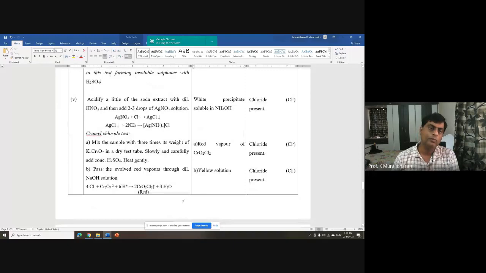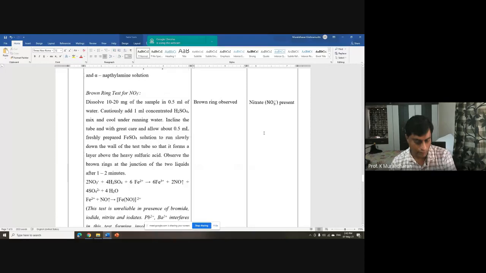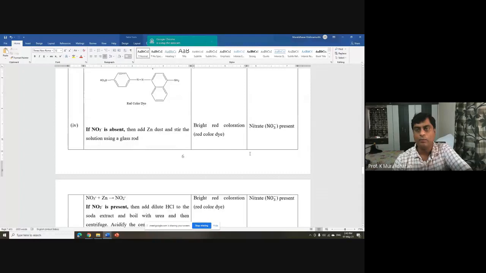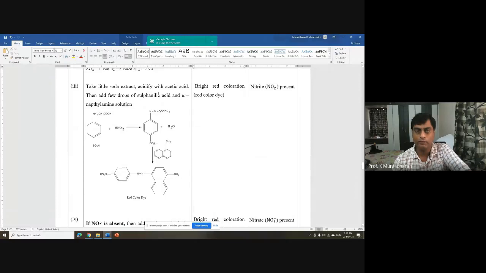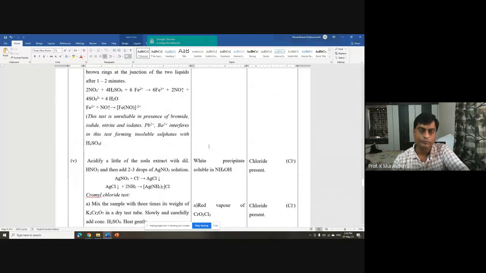Because you have strontium nitrate in today's analysis, you are supposed to get the brown ring. You are not supposed to get any other answer for test number 3. So the brown ring is a confirmatory test for nitrate present here.